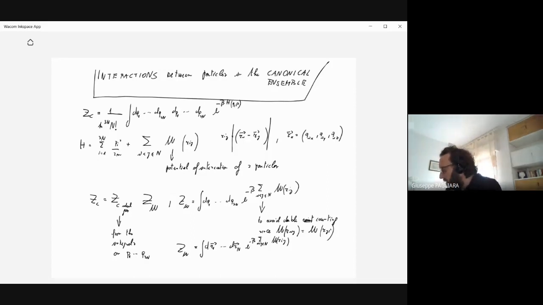Now, clearly, if u is equal to 0, so in absence of potential, well, actually, let me be more precise. Actually, this one is the ideal gas contribution.